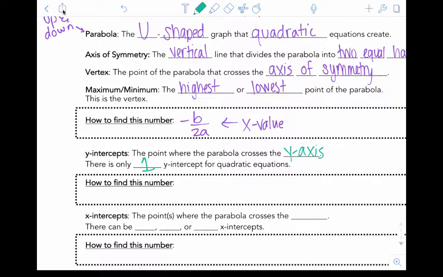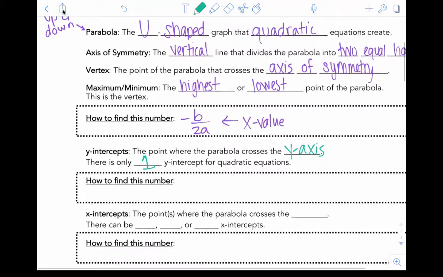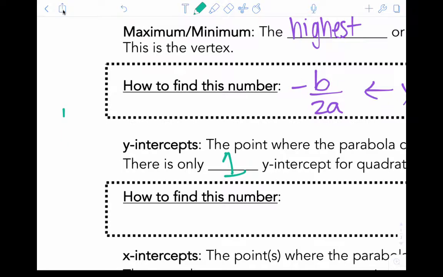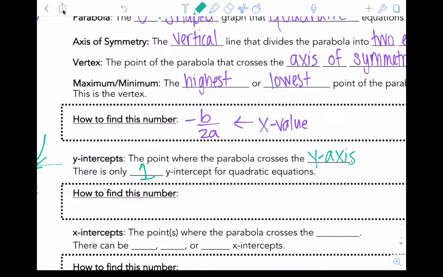So how do we find this number? Well, let's think about it. If it's the point where it crosses the y-axis, let's draw this over here. We have a graph, we have a parabola that crosses the y-axis. It's this point right here. Well, no matter where it is along the y-axis, x is always going to equal 0. So, to find this number, we're going to substitute 0 in for x and then solve.